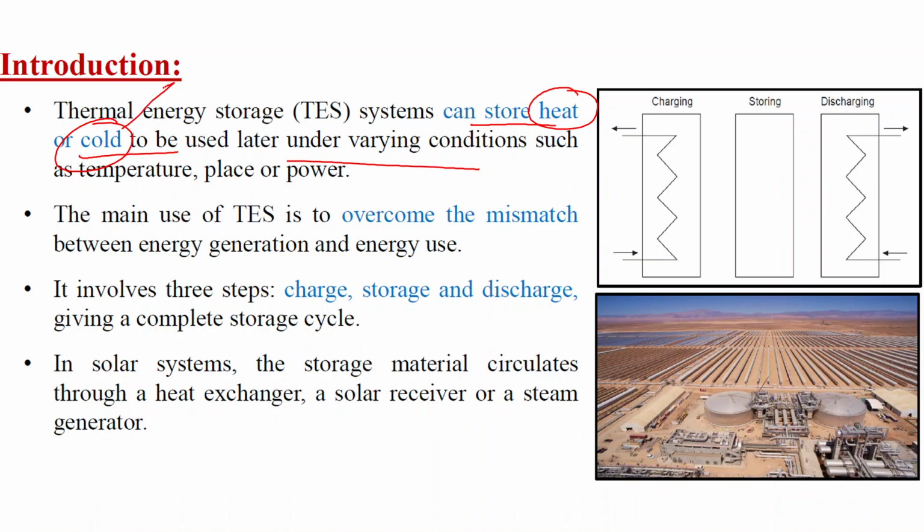Where cold, for example, if you need to store some medical implant for implantation, or an organ, in that case you need to store cold also. Okay, the main use of TES is to overcome the mismatch between energy generation and energy use. So basically, the main advantage of this thermal energy storage is to use the whole amount of thermal energy generated, to store it to use it completely at a different time, or to not waste it. It involves three steps: charge, storage, and discharge.